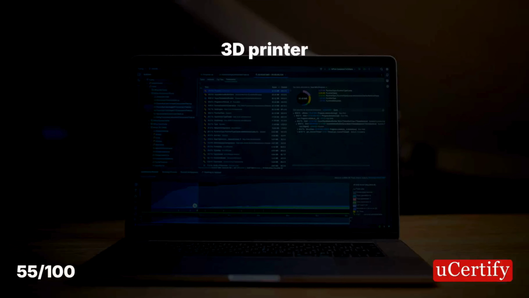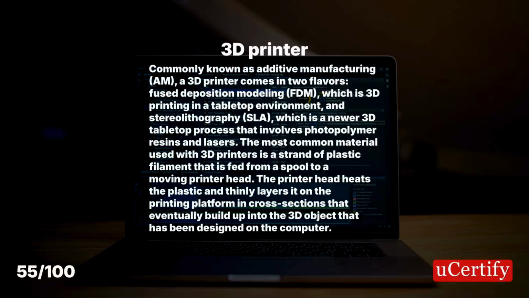Term: 3D printer. Definition: commonly known as additive manufacturing, or AM, a 3D printer comes in 2 flavors: fused deposition modeling, or FDM, which is 3D printing in a tabletop environment, and stereolithography, or SLA, which is a newer 3D tabletop process that involves photopolymer resins and lasers.